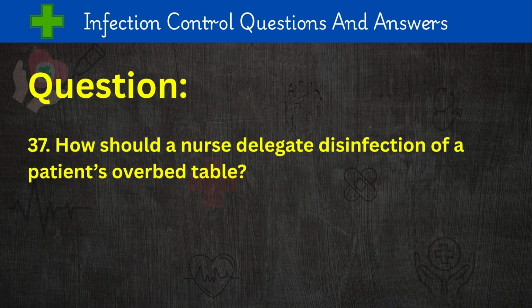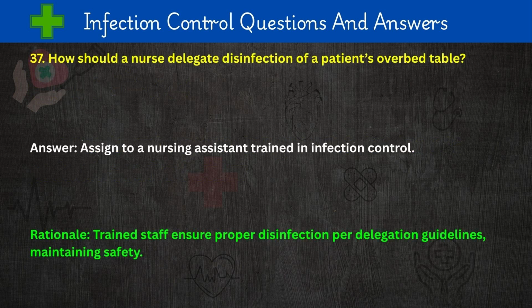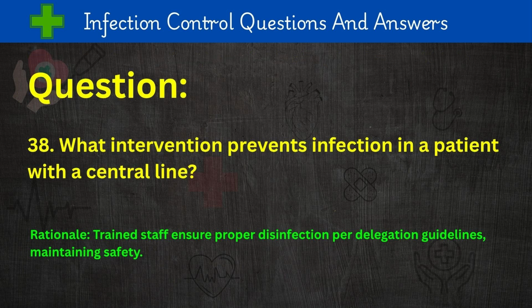37. How should a nurse delegate disinfection of a patient's overbed table? Answer: assign to a nursing assistant trained in infection control. Rationale: trained staff ensure proper disinfection per delegation guidelines, maintaining safety.